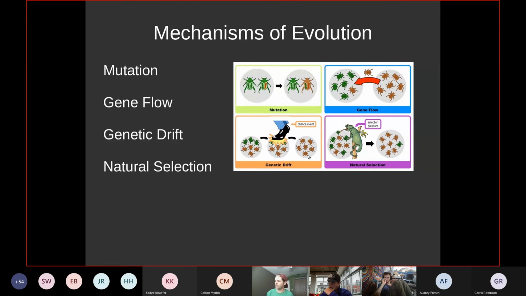Genetic drift. We've got a 4 to 3 brown to green allele frequency. Some careless dude comes along and accidentally steps on the only 3 green bugs, and suddenly we've got 100% brown. You following me on this so far? These are the 4 mechanisms we're going to take a look at.